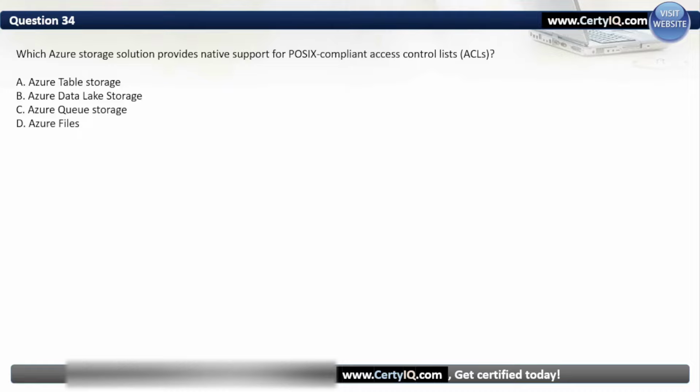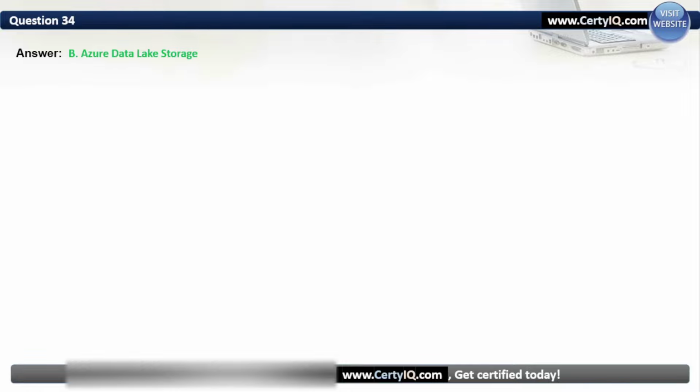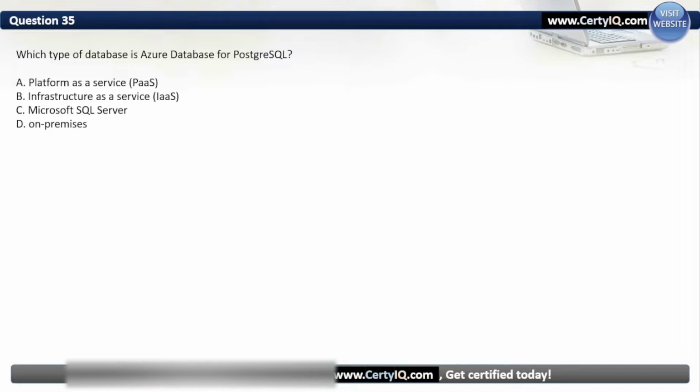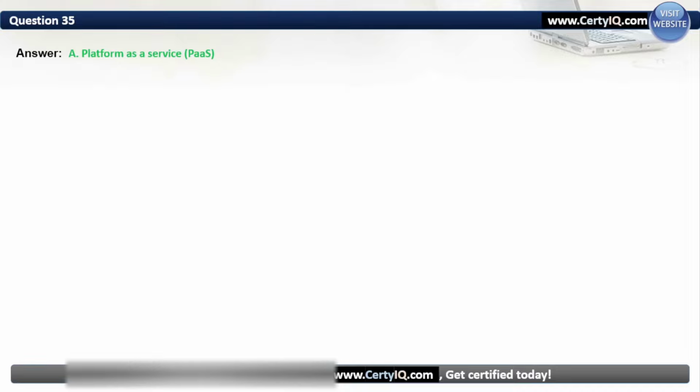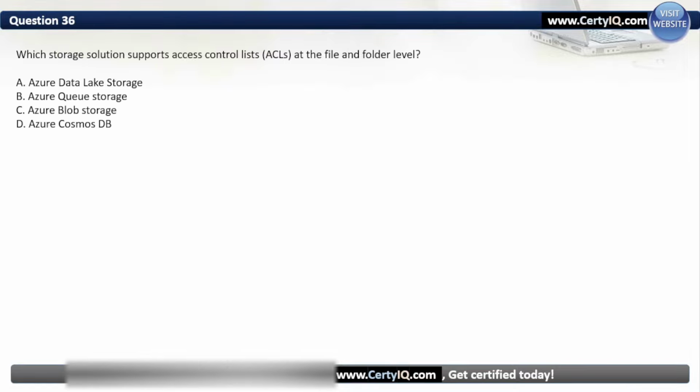Question 34. Which Azure storage solution provides native support for POSIX compliant access control lists? The correct option is B. Azure Data Lake Storage. Question 35. Which type of database is Azure Database for PostgreSQL? The correct option is A. Platform as a service. Question 36. Which storage solution supports access control lists at the file and folder level? The correct option is A. Azure Data Lake Storage.